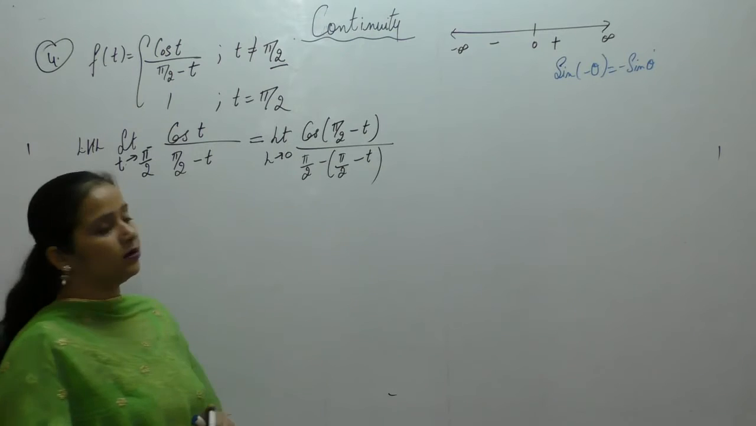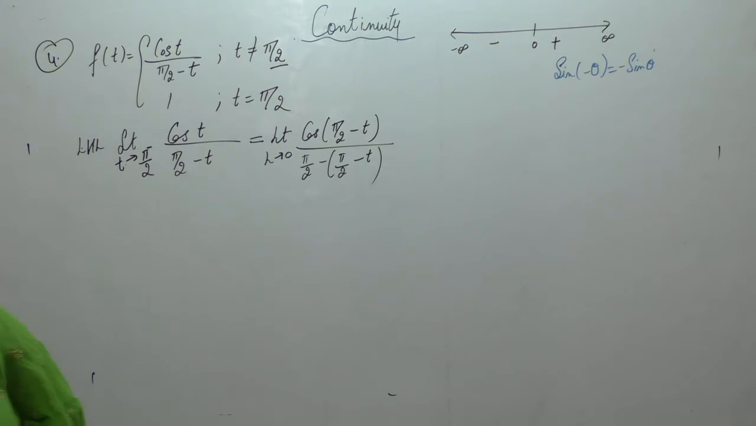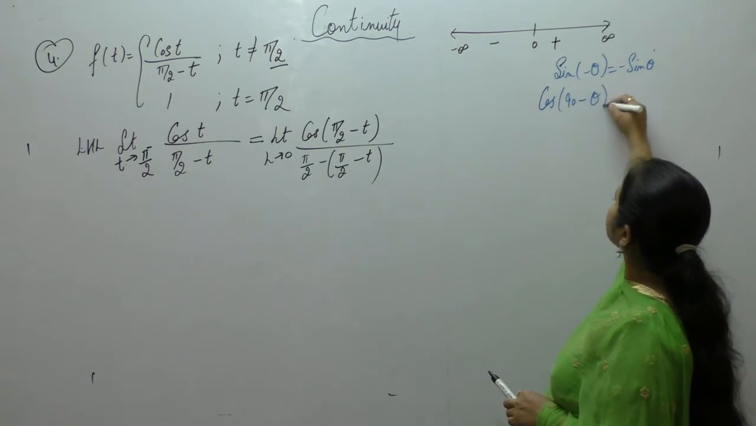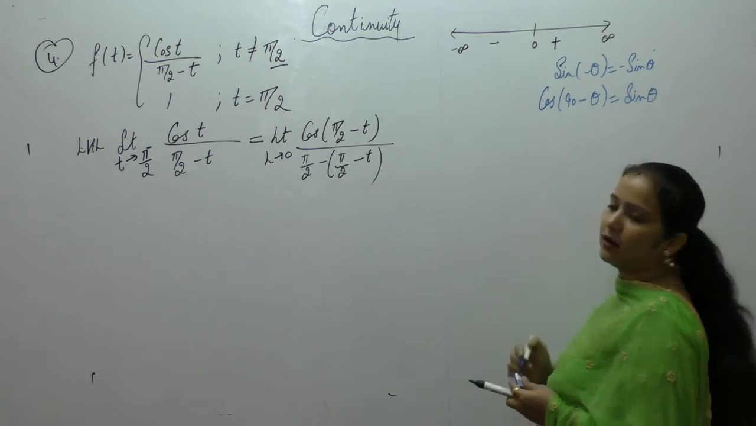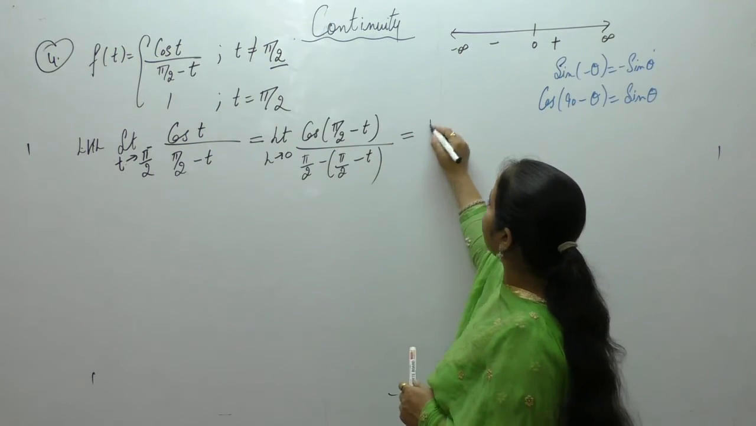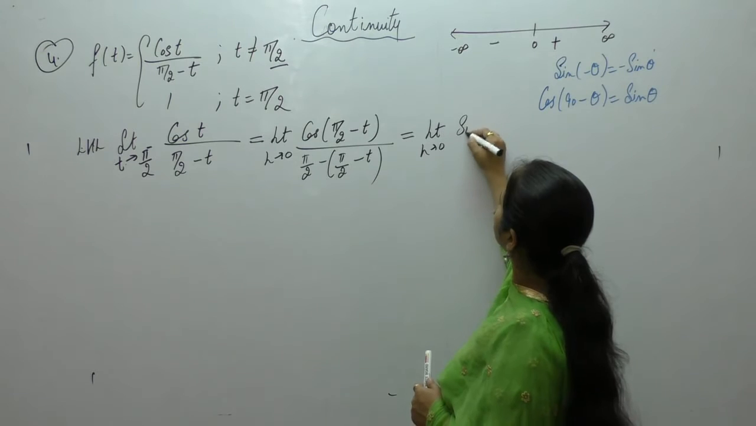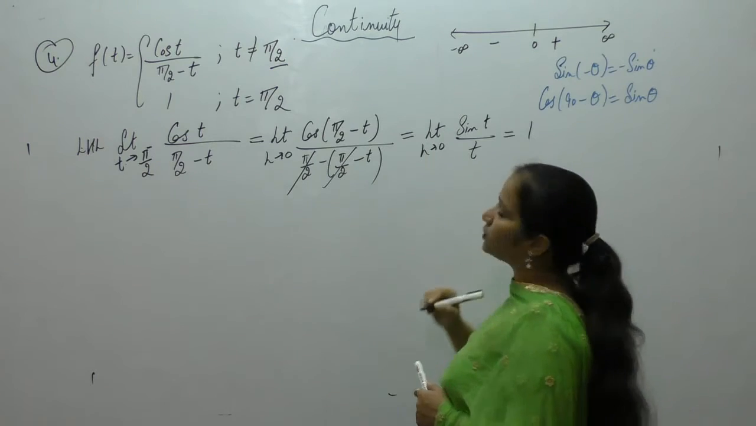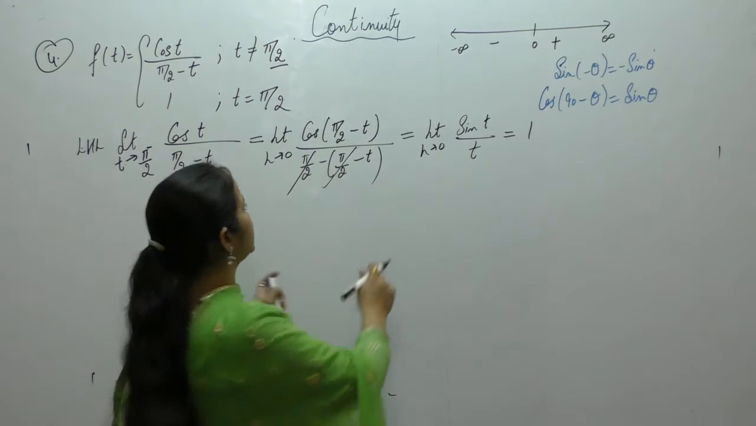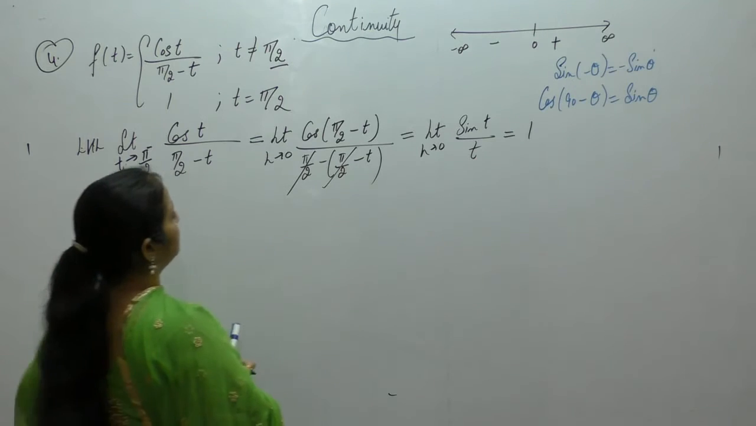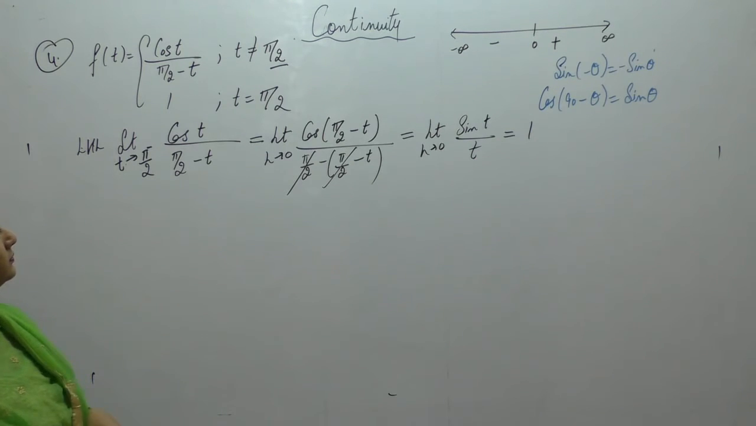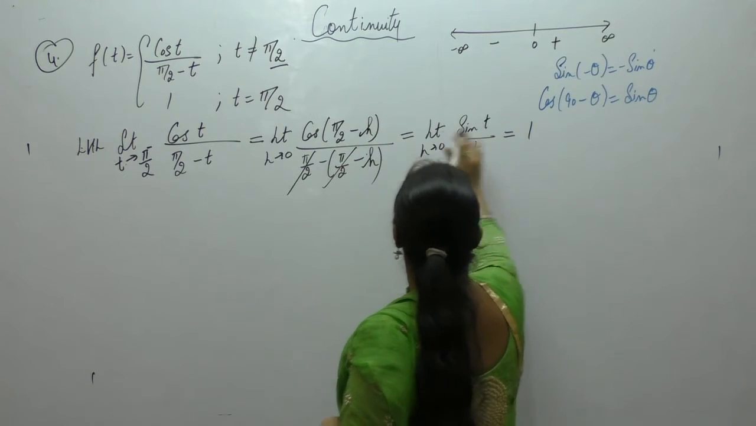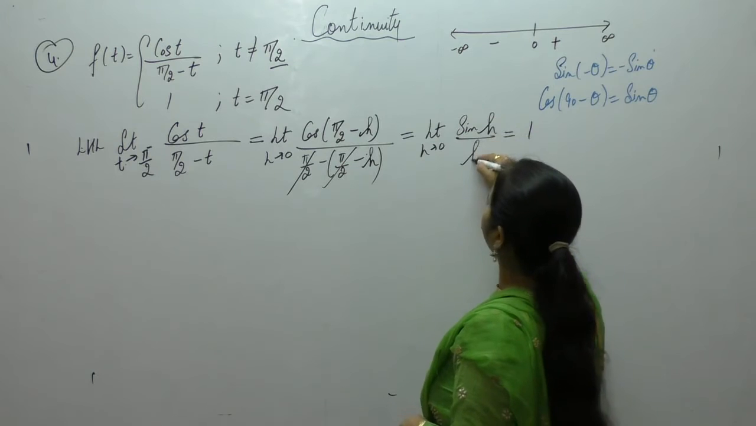Now cos of 90 minus theta. Cos of 90 minus theta is sine theta. So instead of this, we write it as sine h upon minus minus plus h. So limit h tends to 0, sine h upon h, here we put h, sine h upon h is 1.